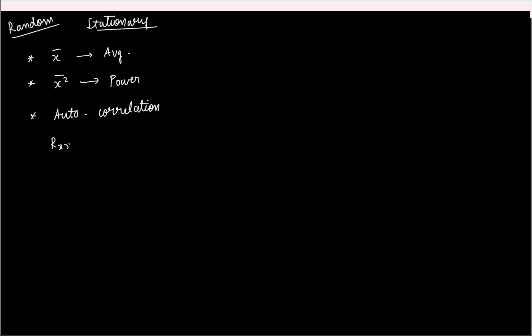So the definition is this. You integrate x of t with x of t plus tau. It's t plus tau. T minus tau, it's convolution. So let's say you observe the signal for a time period T. You multiply x of t with a shifted version of itself and take the inner product.